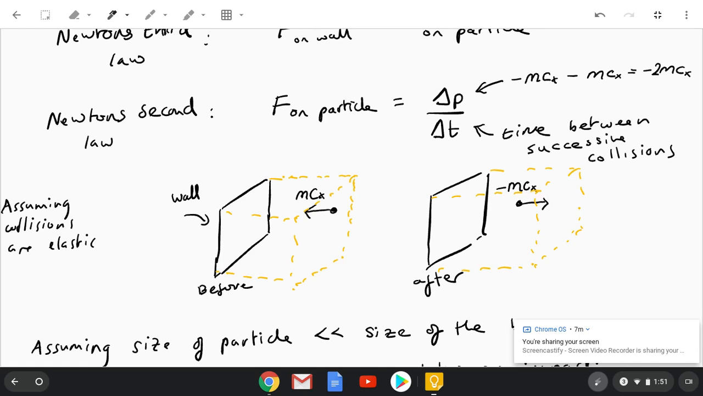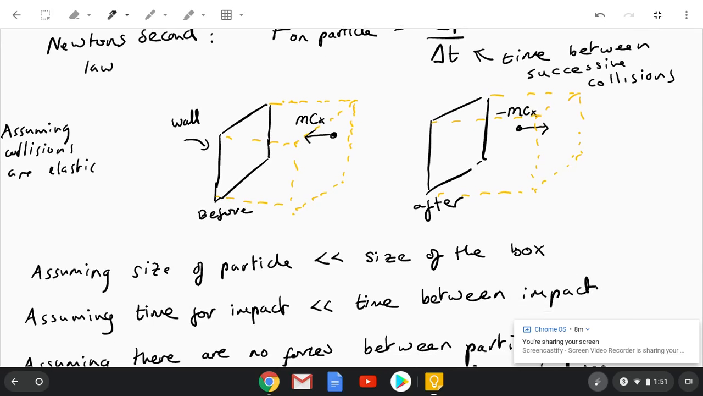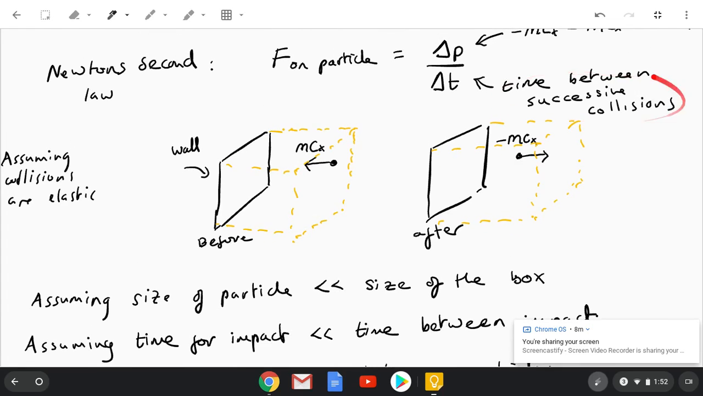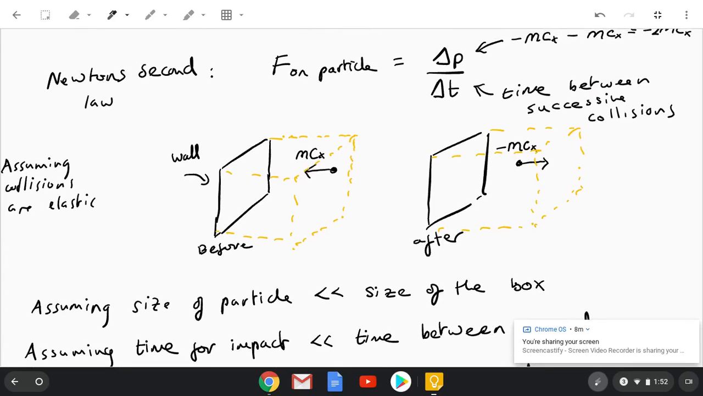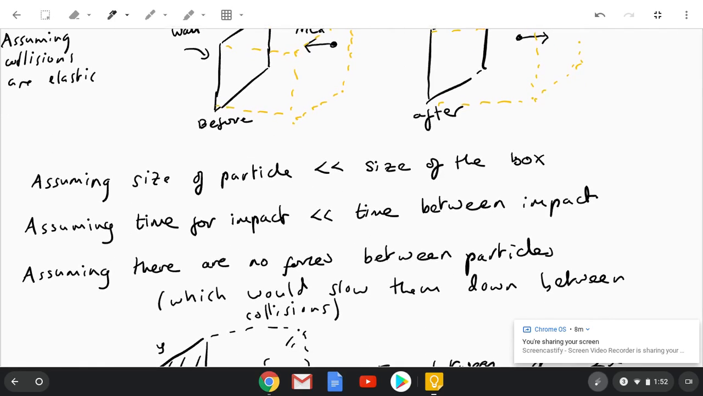But because we've made the assumption that the particle is tiny, the frequency of collision, the time between successive collisions, will give rise to pressure. So the more frequent the particles collide, the greater the pressure. That concept makes more sense. So that's where I think the assumption falls in.